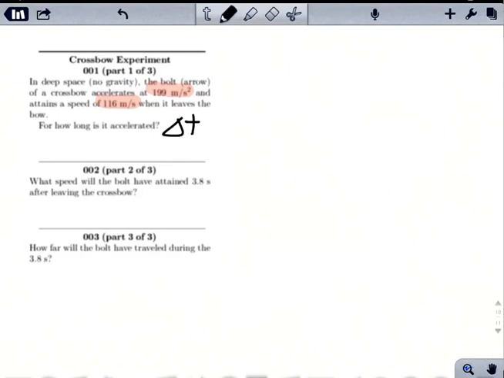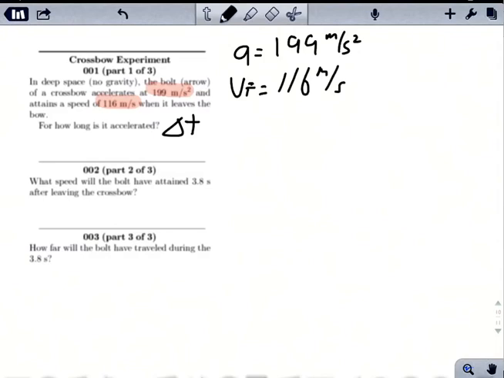It says that our acceleration equals 199 meters per second squared, and it says that it attains a speed of 116 meters per second when it leaves the bow. So when we're looking at this, that is not our initial velocity, but that's our final velocity. So our velocity final is going to equal 116 meters per second.